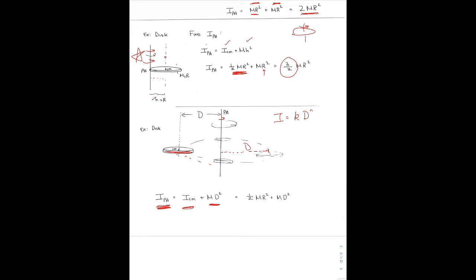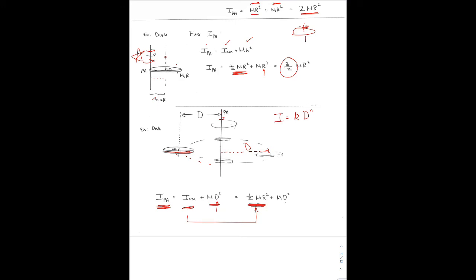Now, some books use capital D, some books use h. Our book uses h. In the lab, I used a capital D. It doesn't matter what letter we use. It's the distance between those two axes. So I center of mass for the disk, the axis about which we do know the moment of inertia, is 1/2 m r squared, plus m d squared.